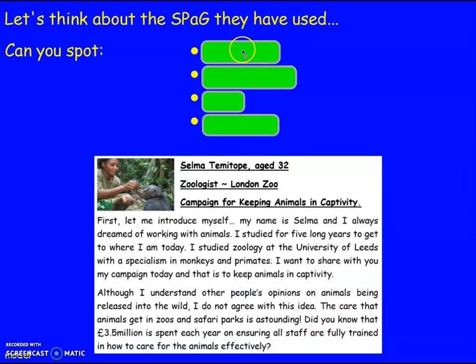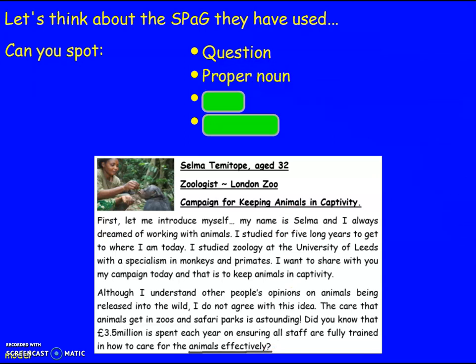Okay, so looking at Selma's, let's see if you can spot a question. So using the printouts that you've got in your pack, have a look now at what you've got. Get your pencil and let's see if you can find a question. So when you've found it, you can underline it with your pencil.